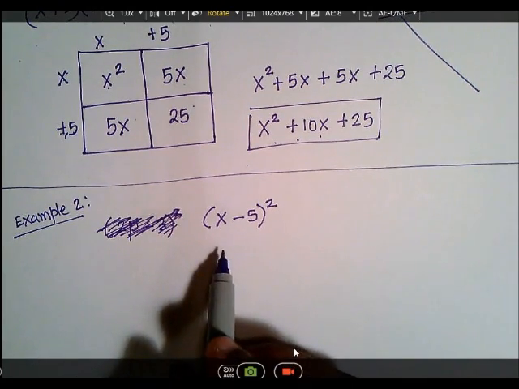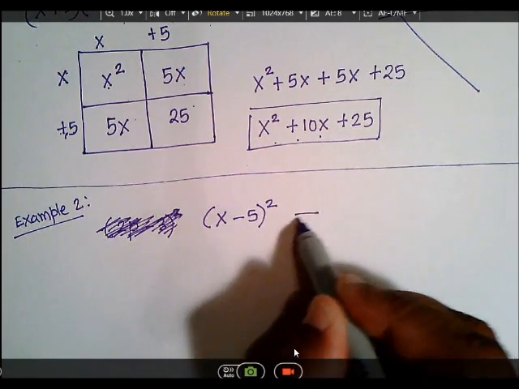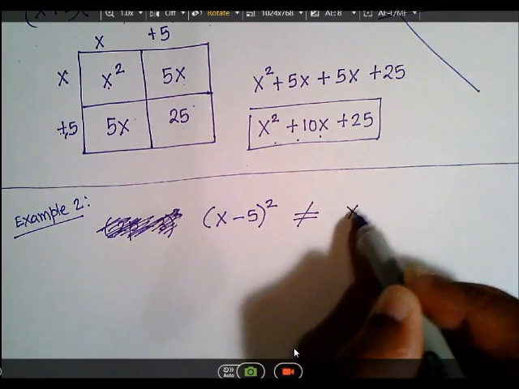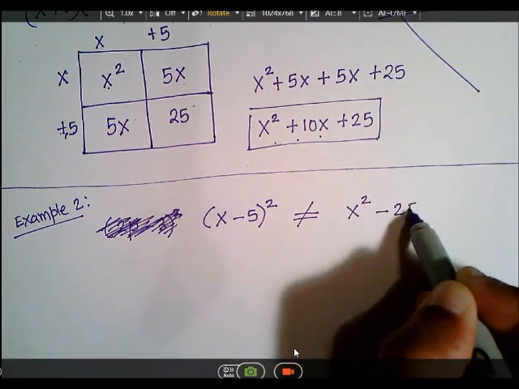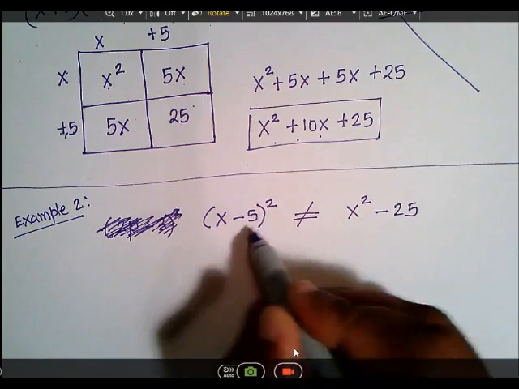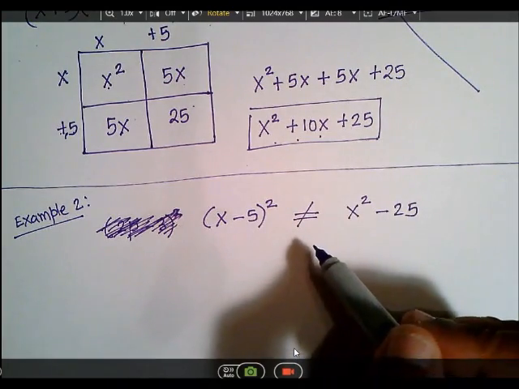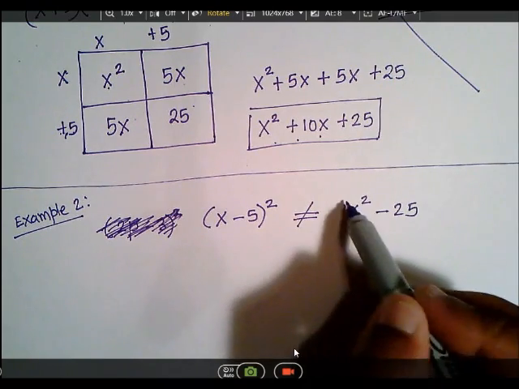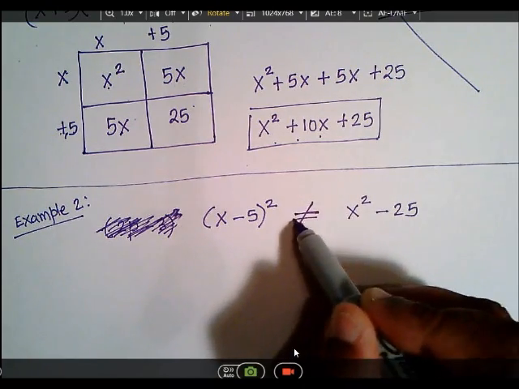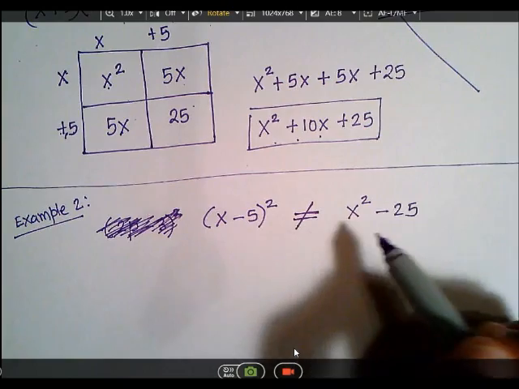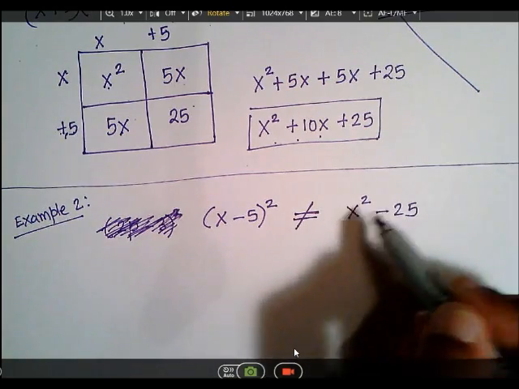So here also, x minus 5 the whole square is not the same as x squared minus 25, or x squared plus 25 if you square the negative 5. If you put that into your squaring, it's not the same. So do not make the mistake of just distributing the power to both of them. This is not the same.